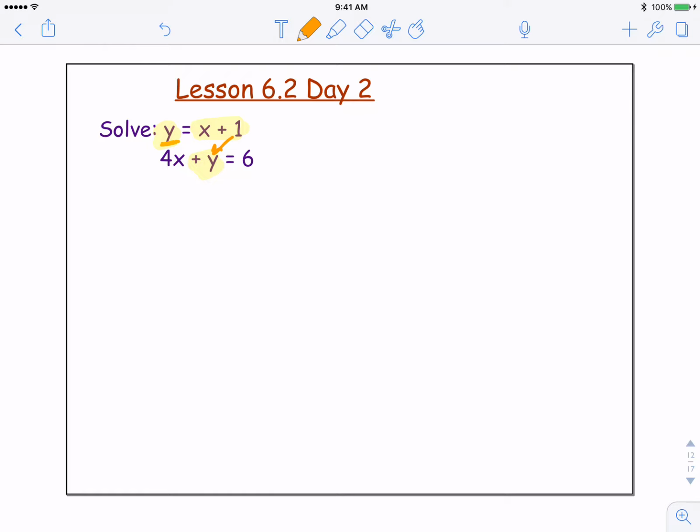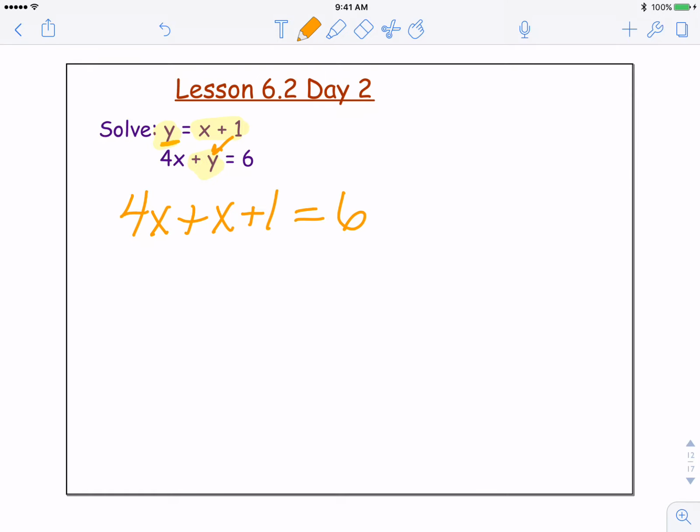Y is going to come out of the game and his sub is going to come in. In the game, y is just hanging out, so his sub is just going to hang out. And anything else in that equation is going to stay the same. So I have 4x plus x plus 1 equal to 6 now. And now I have an equation where I can solve for x.